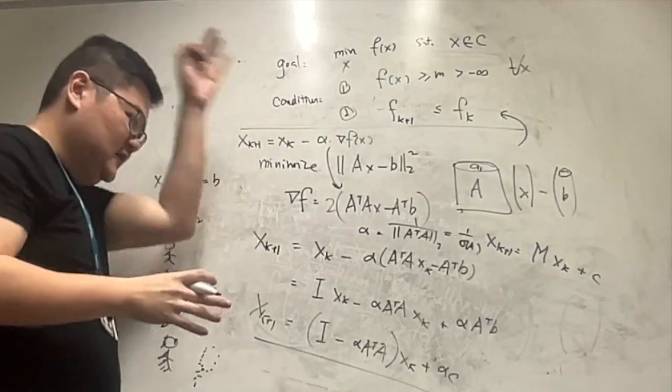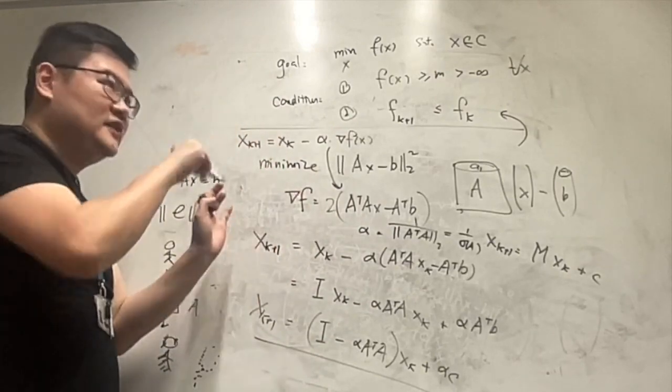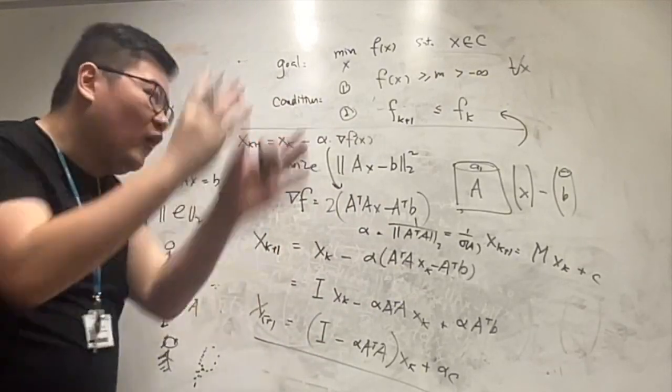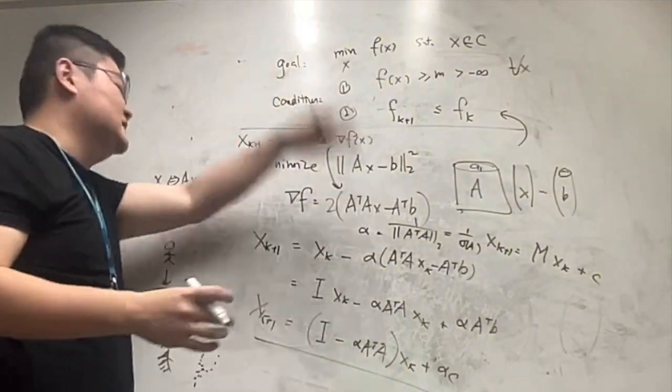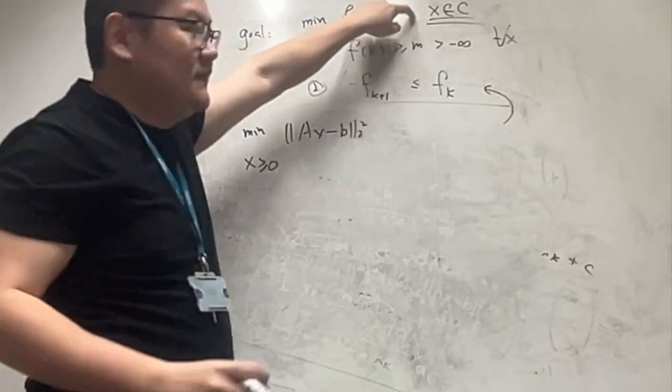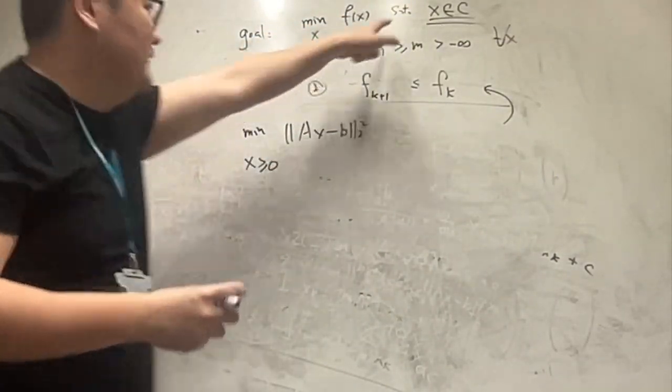I'm not saying you need to remember all the math. You need to know the idea, not the math. You should work on the math on your own problem, not this problem. If you work on this problem, then you need to know the math here. But if you don't work on this problem, it doesn't matter. Now I have this thing: x larger than 0 means everything inside is larger than 0, cannot be negative. Then in this case, I have this thing.